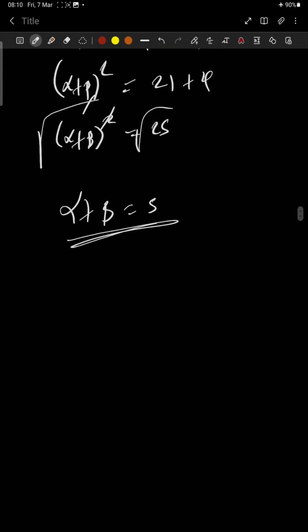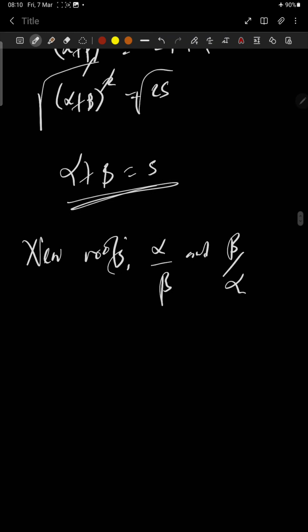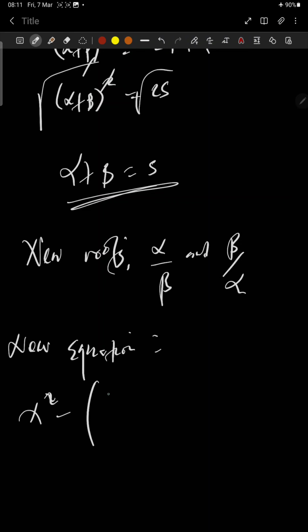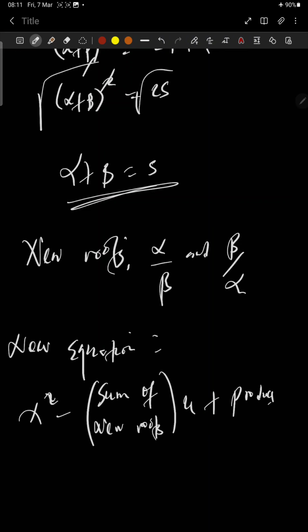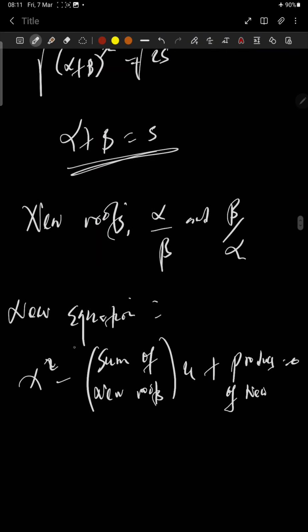Okay, so we have been given new roots. So our new roots are what? New roots are alpha over beta and beta over alpha. Now we know that the new equation has a formula, right? New equation has a formula of x squared minus the sum of new roots x plus the product of new roots equal to 0. Now what is our sum of the new roots?